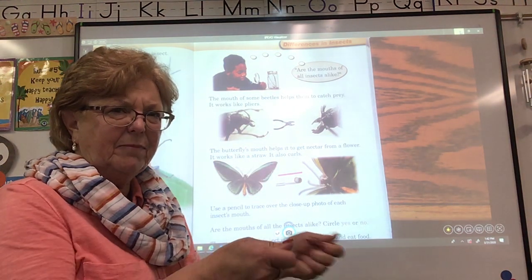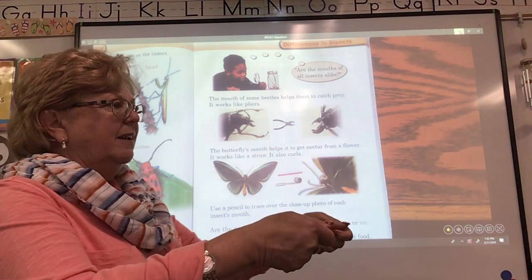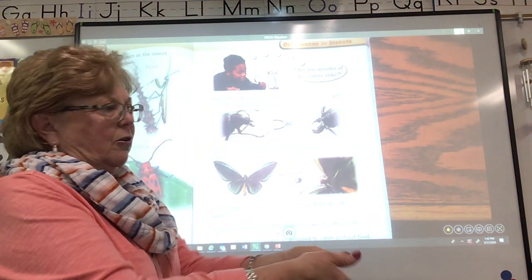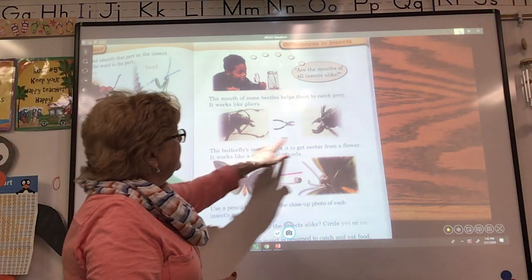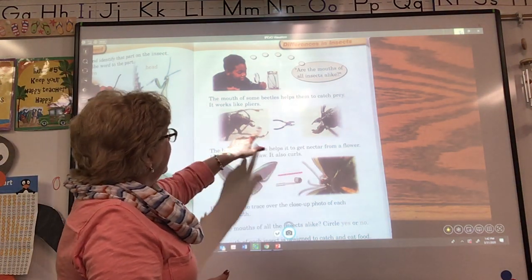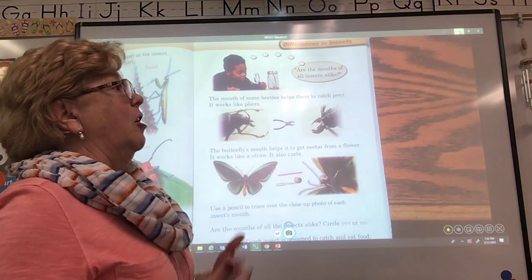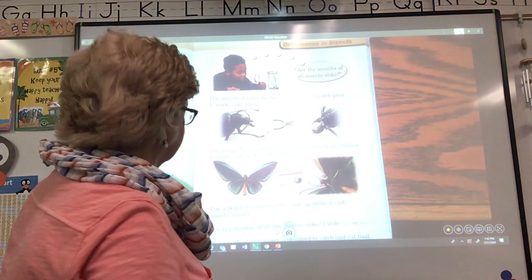Have you ever seen pliers? Your parents probably have pliers that you put together and it helps you turn things, or it helps you pick up things, or it grips things. Well, that's what these beetles are doing, and it's to catch prey. All right? So all the mouths are different because they all do different things, or they eat different things.